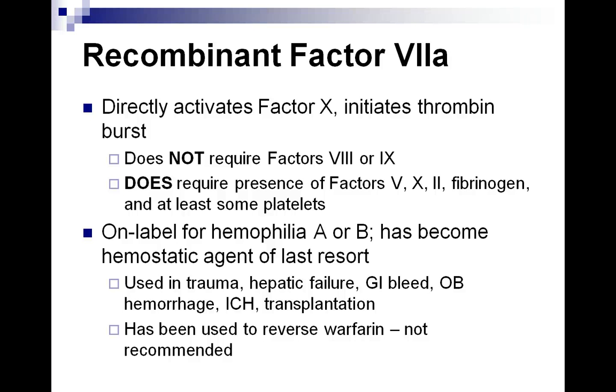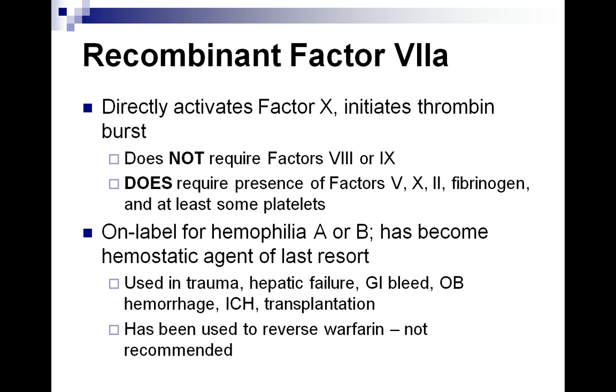You need factor 10, obviously. You need some factor 2. You need some fibrinogen. And at least some platelets. This drug was originally designed for patients with hemophilia because it bypasses factors 8 and 9. Nowadays, where there are recombinant factors 8 and 9, what is the role of factor 7A? Mostly it's become the hemostatic agent of last resort. And it's been used successfully in trauma patients, patients with liver failure, GI bleeds, OB disasters, intracranial hemorrhages, transplantation. It's been used to reverse Coumadin, although it's no longer recommended for that.